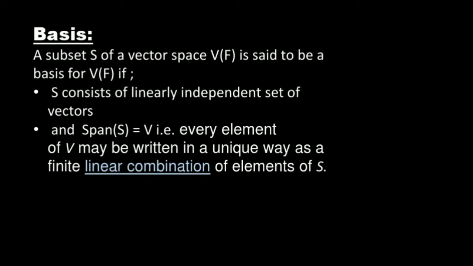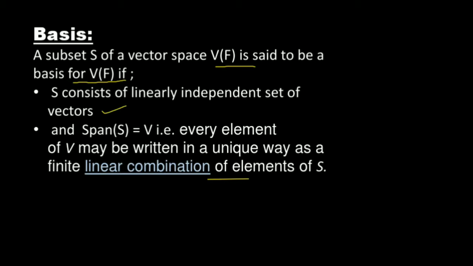So let us get back to our topic, and that is basis of a vector space. A subset S of a vector space V over F is said to be a basis of V over F, where V is the vector space and F is the field, if S consists of linearly independent vectors and the span of S is equal to V, that is, every element of V can be written in a unique way as a finite linear combination of elements of S.